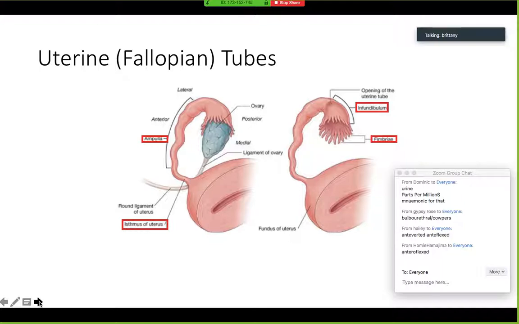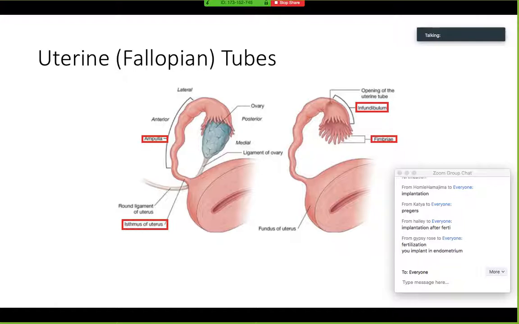Okay, so the fallopian tubes, all you really need to know here are a few parts of the tube. So the fimbriae, the infundibulum, the ampulla, and the isthmus. What is occurring in the ampulla of the uterine tube? Kind of a throwback from the last exam. Well, you don't want implantation to occur there. Yeah, fertilization. Where would implantation occur? Correct.